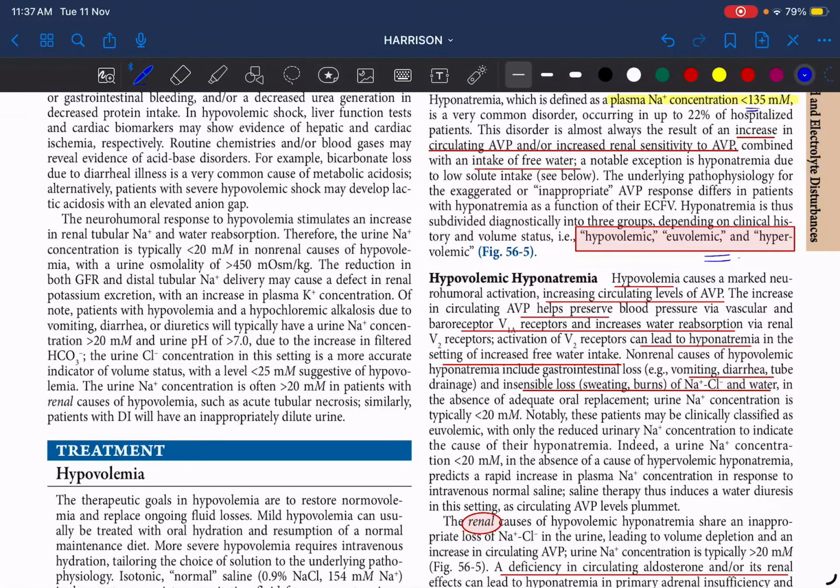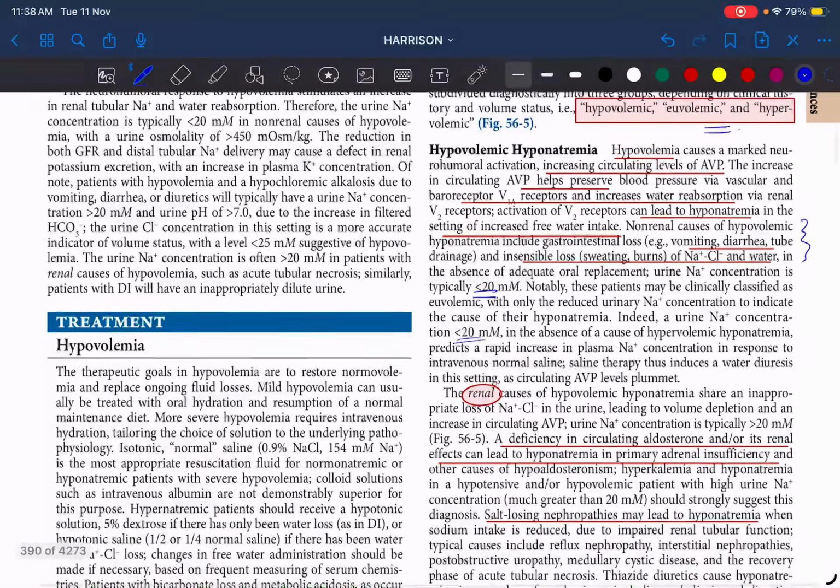When it comes to hyponatremia, the first system to be suspected is always the kidney. If you evaluate the non-renal causes, they are mainly GI causes, vomiting, diarrhea, or insensible water loss like sweating and burns, with loss of sodium and chloride. Again, the causes of this hypovolemic hyponatremia can be classified based on whether the urine sodium is less than 20 or more than 20. That we will be discussing soon.